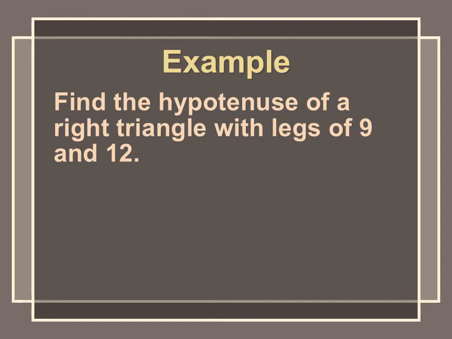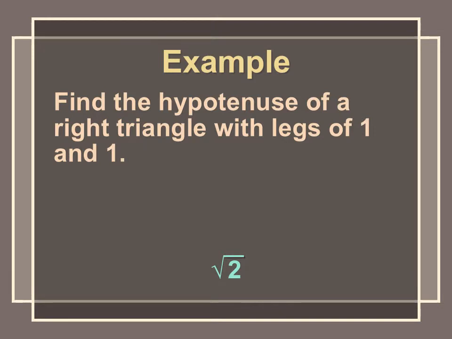Find the hypotenuse of a right triangle with legs of 9 and 12. Go ahead and try this one on your own to see if you can find the answer. All right, you should have come up with the answer 15. Let's try another one. Find the hypotenuse of a right triangle with the legs of 1 and 1. You should have gotten the answer square root of 2.